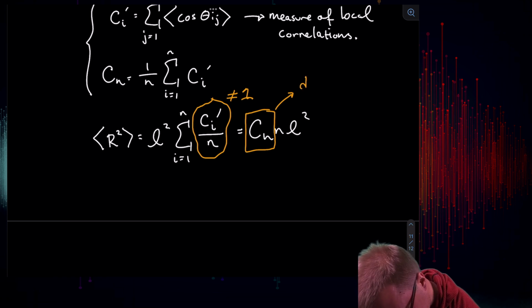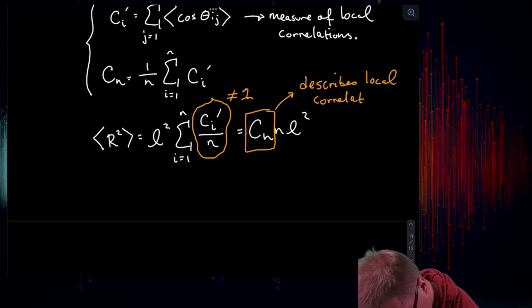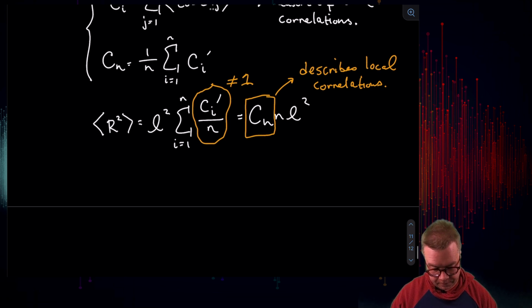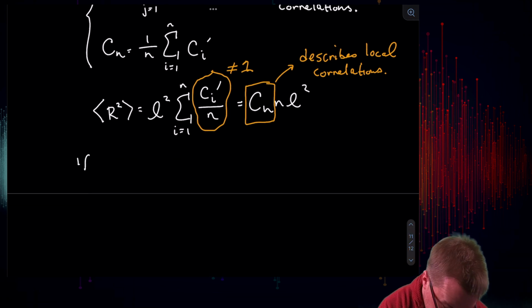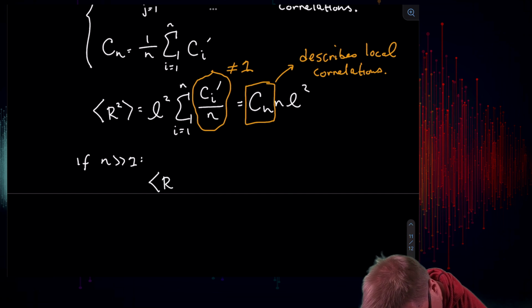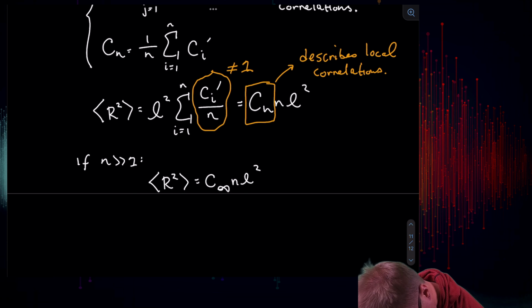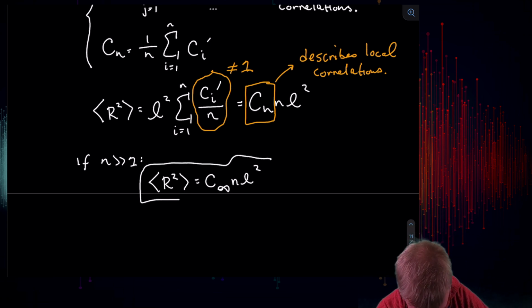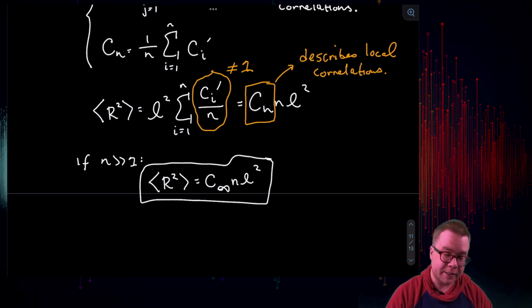So this describes local correlations for the bond angles. So it's kind of sort of like a fudge factor. And so if we have a lot of monomers, much, much bigger than 1, then what we end up with is R squared equal to C infinity times N L squared. So this is what we tend to use. It's one of the formulas that we tend to use.